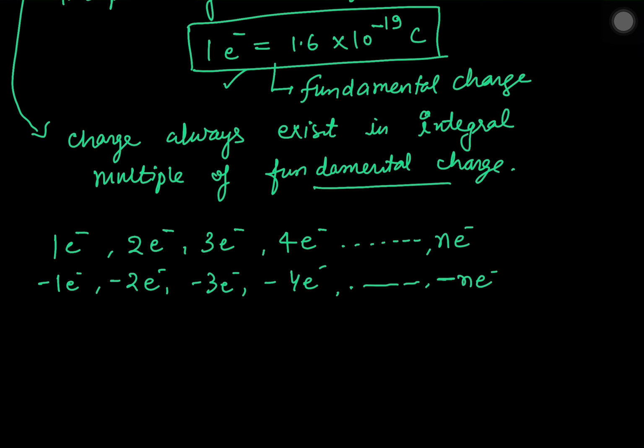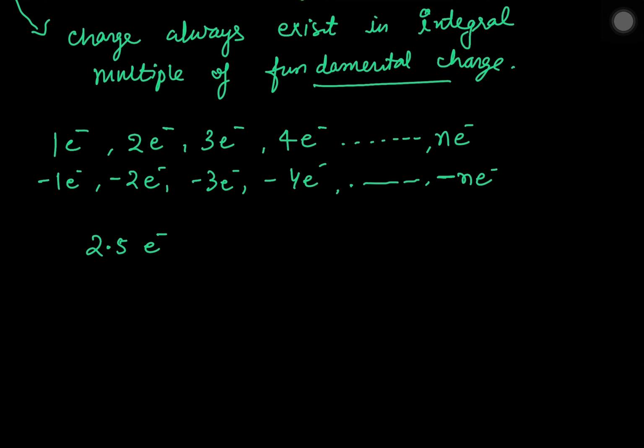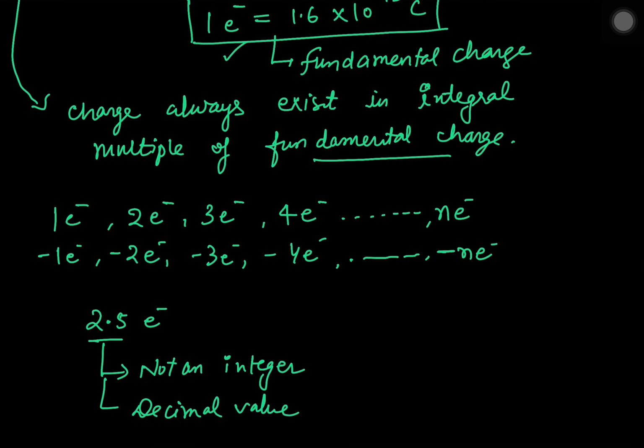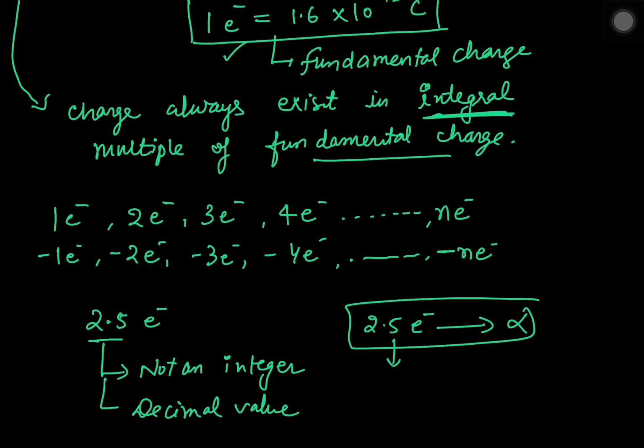But what if I say 2.5 electron? It is very clear that 2.5 is not an integer. It's a decimal value. Hence, it violates the quantization rule. Quantization rule में क्या बोला गया है? Exist in the integral multiple of the fundamental charge. That is why 2.5 electron cannot exist.